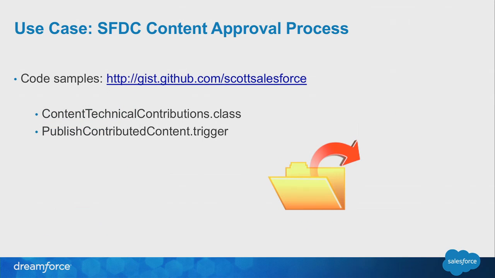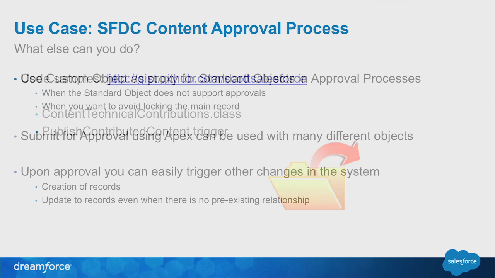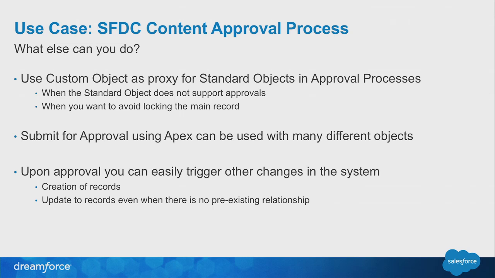Again, here's the URL where we've published these code snippets. And for this use case, you'll be looking for the controller class, content and technical contributions, and then the trigger that on the back end actually publishes that content. I'll show you that URL again here in a minute.